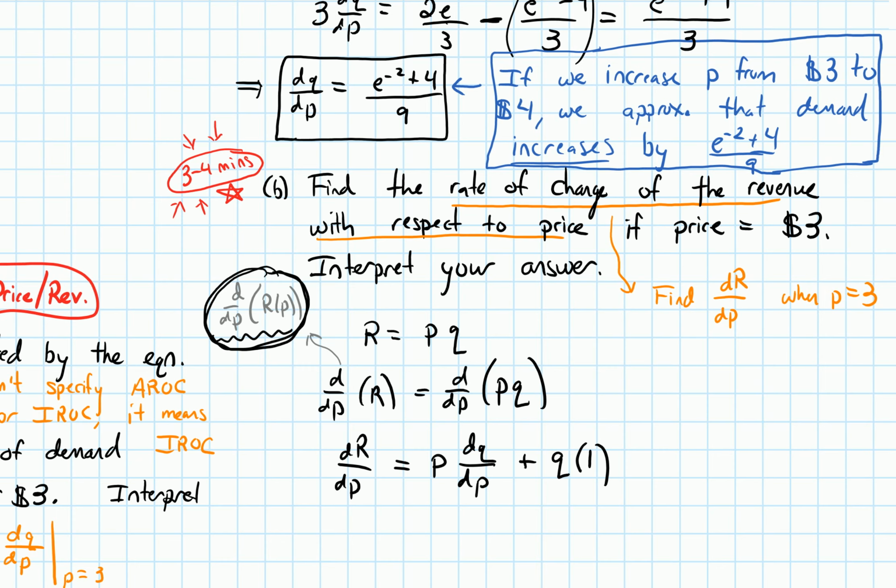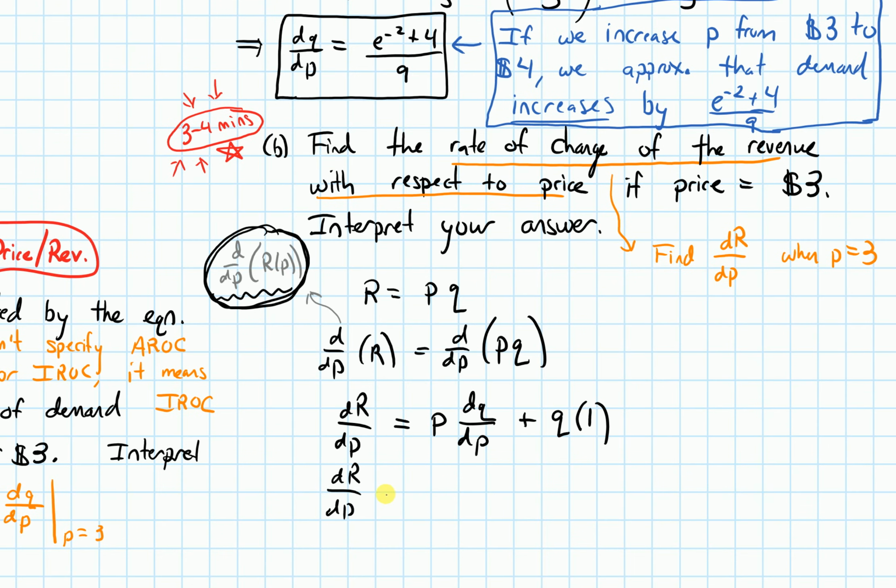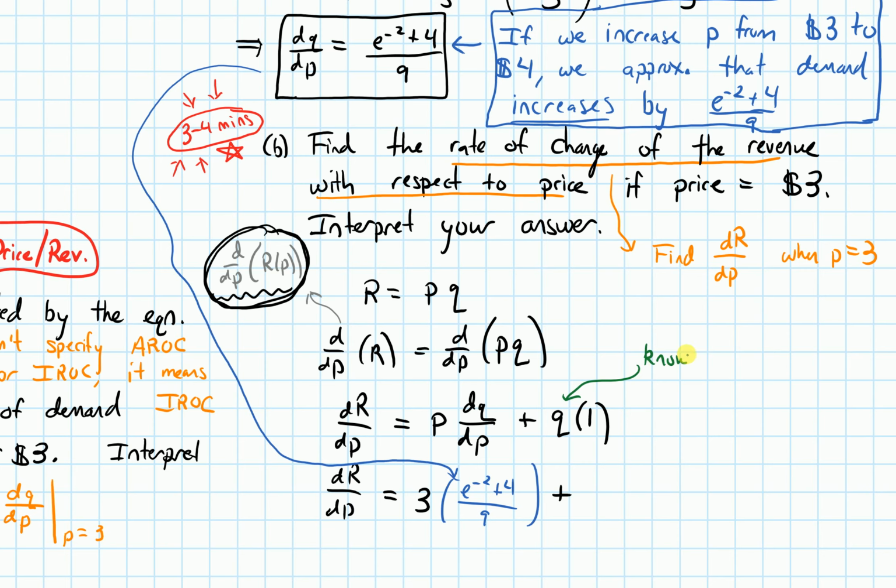All right, so we have dR/dP equals, and now let's plug in the stuff that we know. The price was given to us, that's 3. dQ/dP, well, we just figured that out in the last problem, so we actually needed our answer to the last problem to plug in for dQ/dP. It is (e^-2 + 4)/9. And then plus the value of Q. Q we also know from part A, and the value of Q was actually (e^-2 - 4)/3. And this is times 1.